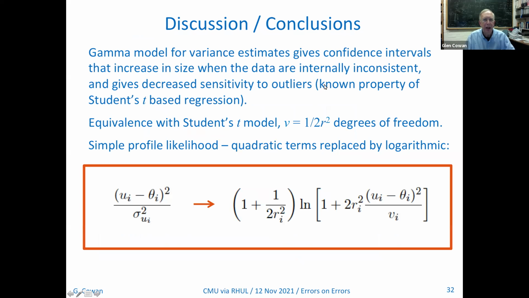I should now wrap it up. So the basic idea of this gamma variance model is that it gives confidence intervals that increase in size when the data are internally inconsistent, and it gives decreased sensitivity to outliers. And I think these were known properties of Student's t-based regression. And then the relationship between it and the Student's t model is that the number of degrees of freedom for the Student's t is 1/2r². I probably should have said that earlier at some point. And the basic idea is that the quadratic terms that would normally enter into the log likelihood are replaced by these logarithmic terms.